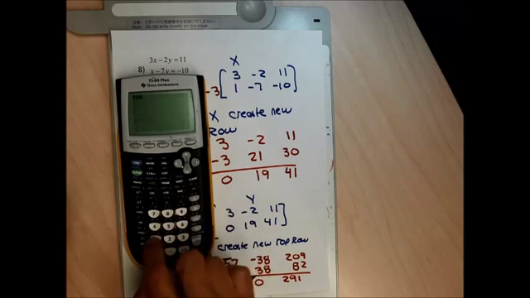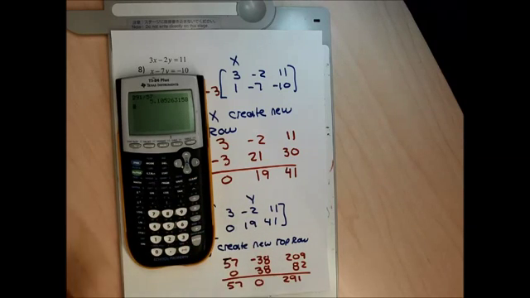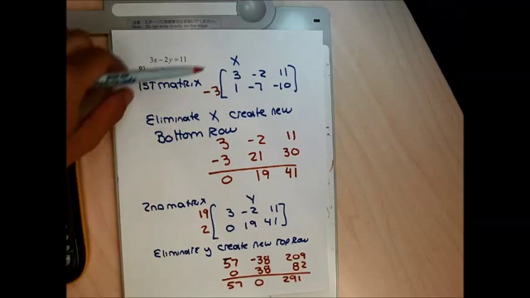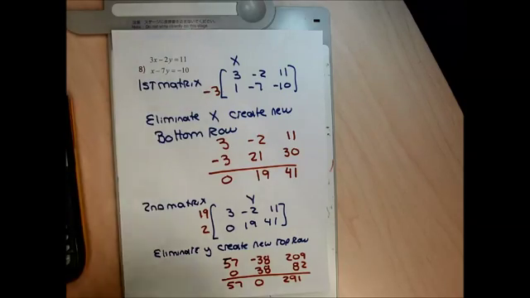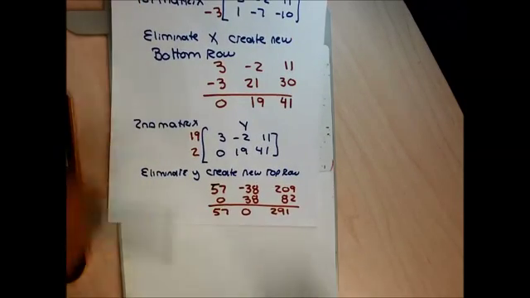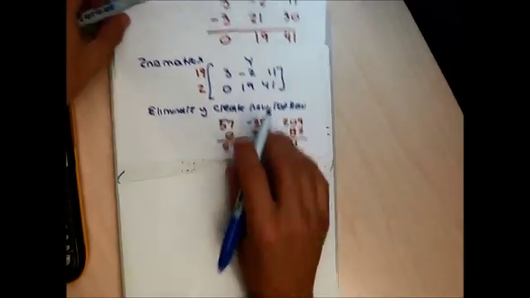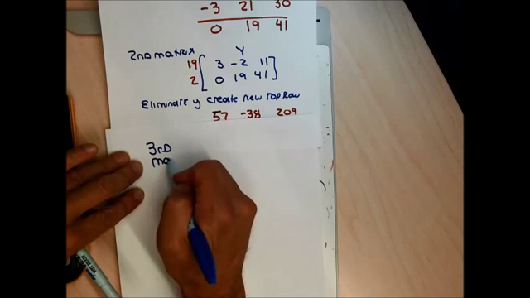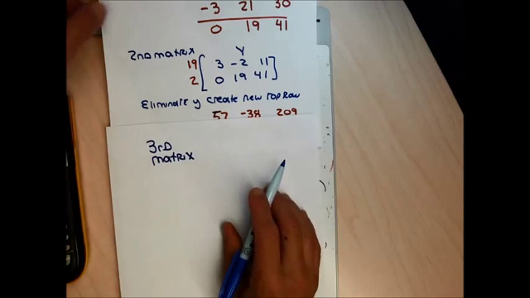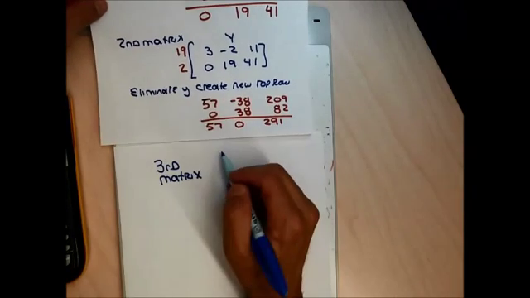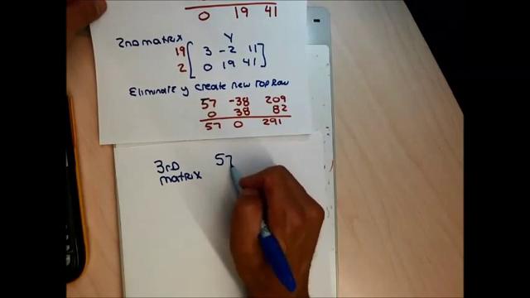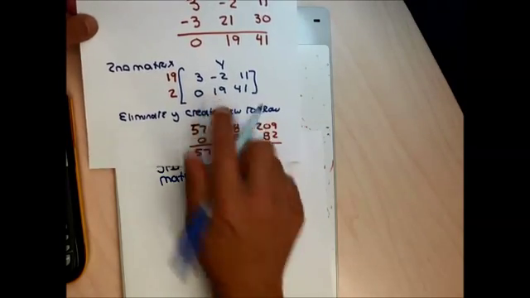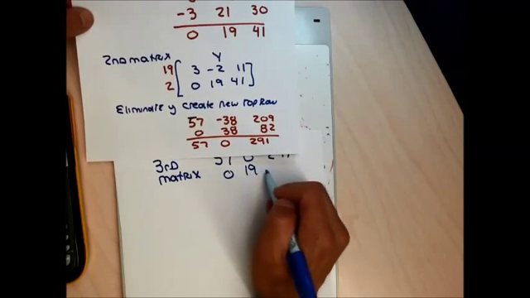So 291 divided by 57 is an ugly decimal, so I'm going to leave that as my new top row, and I'm going to get my next matrix, my third matrix, which is kind of my final matrix, but not so perfect for my final matrix. My third matrix I'm going to improve upon to match up with my calculator, because my calculator is going to have the answer staring at me, and I'll get those answers here in a second. My third matrix, the top row is going to be 57, 0, and 291, and the bottom row is going to stay 0, 19, and 41.